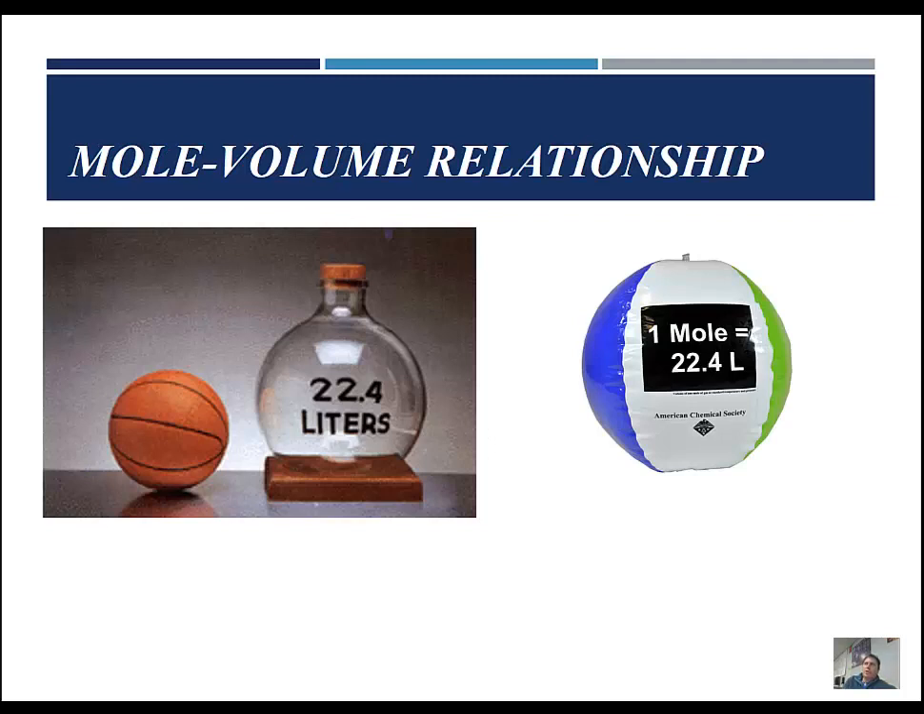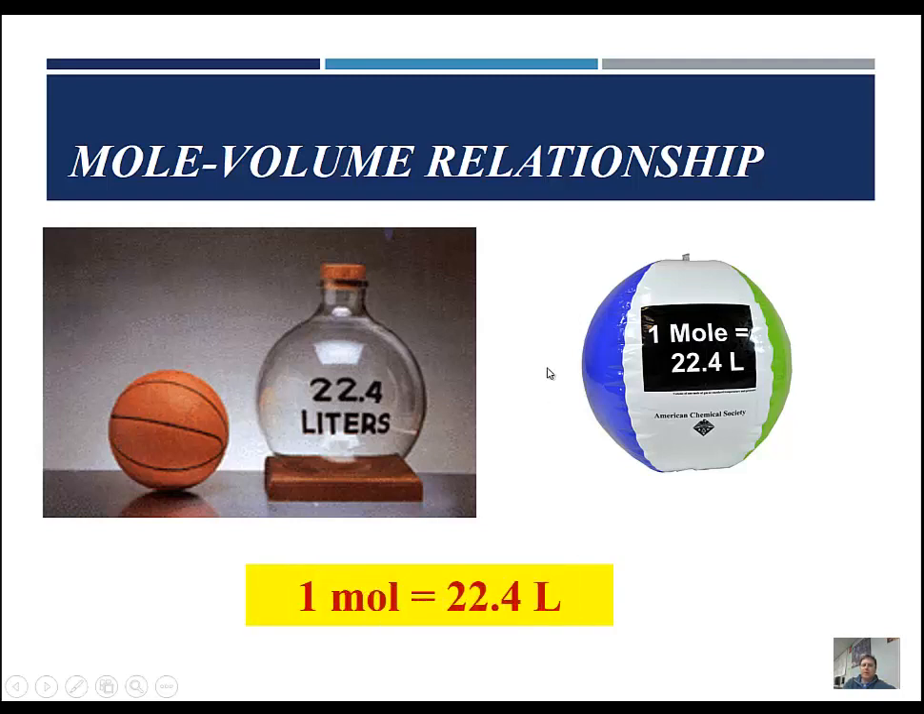If we look at this mole volume relation, what we see is that 1 mole is about 22.4 liters, which is about a basketball, or actually about a medium-sized beach ball. Okay, so this is the 3rd connection piece you're going to have to memorize. That 1 mole is equal to 22.4 liters.